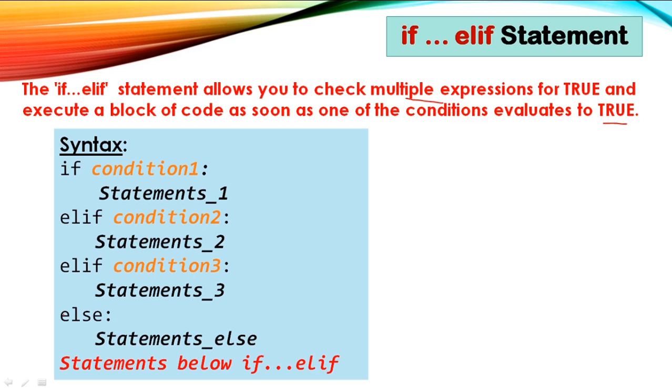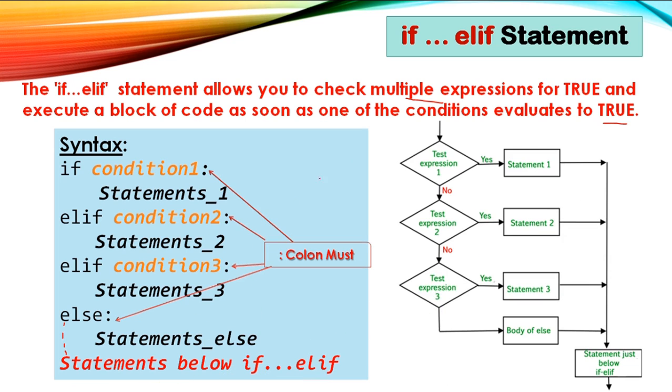And in the last there is an optional else statement. This else statement is optional. If we don't need this else part, we can omit it, and statements needed in the else part can also be given. Then after completing the if block, the statement after the if elif can be given. All the colons are a must.